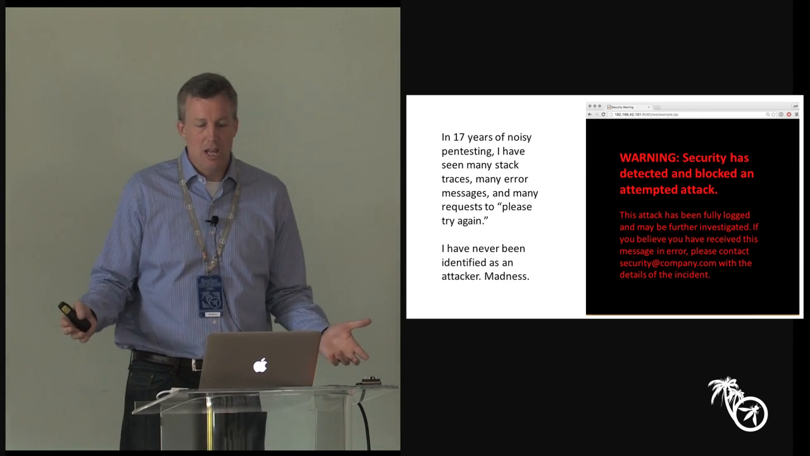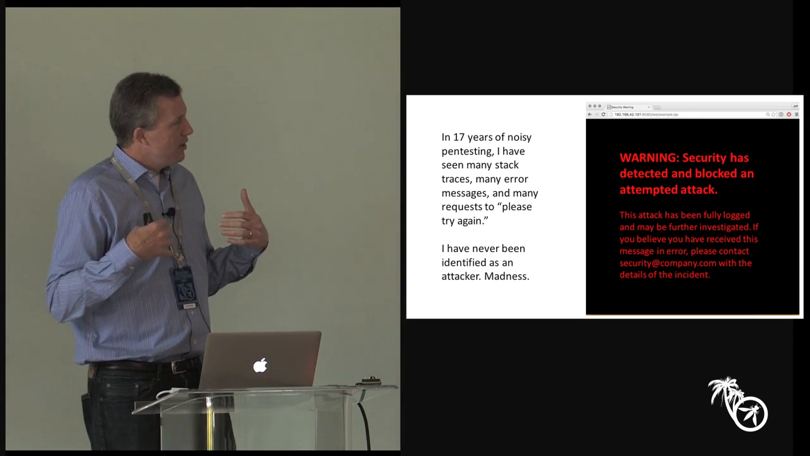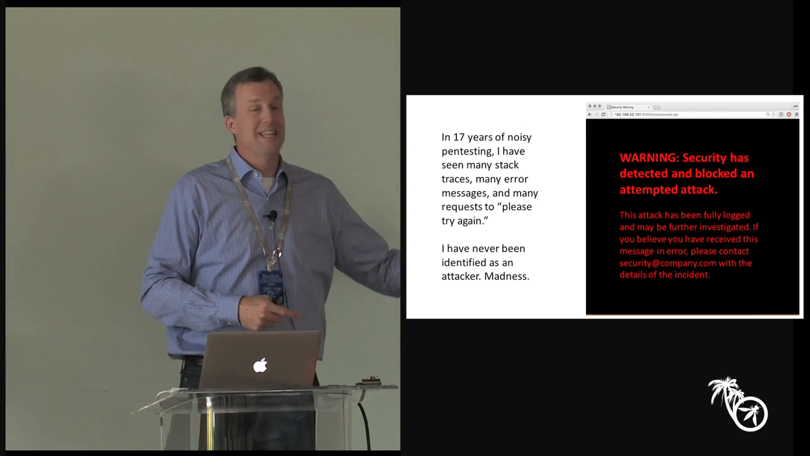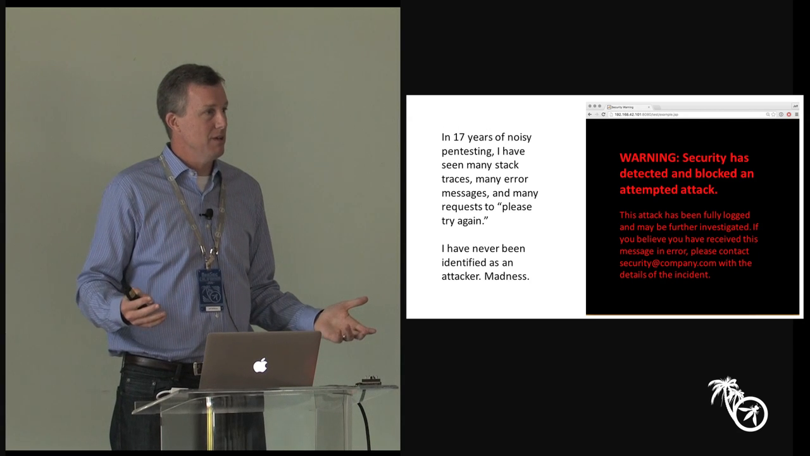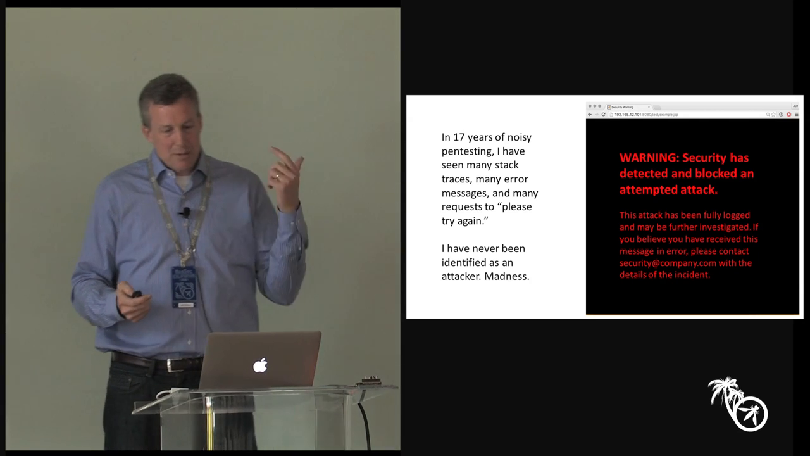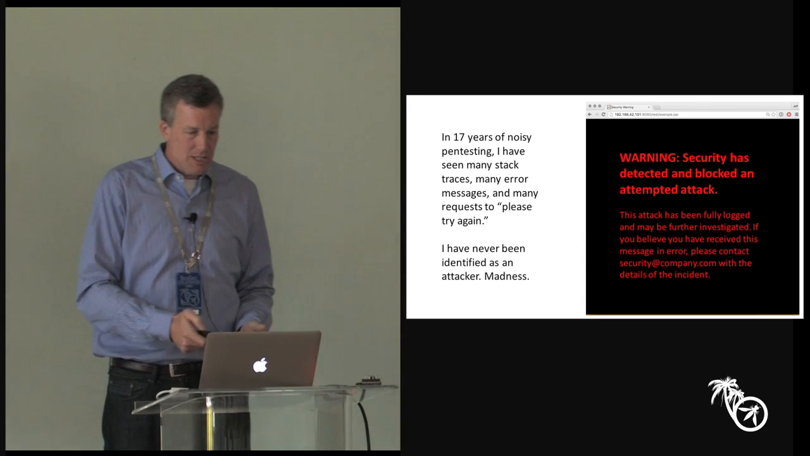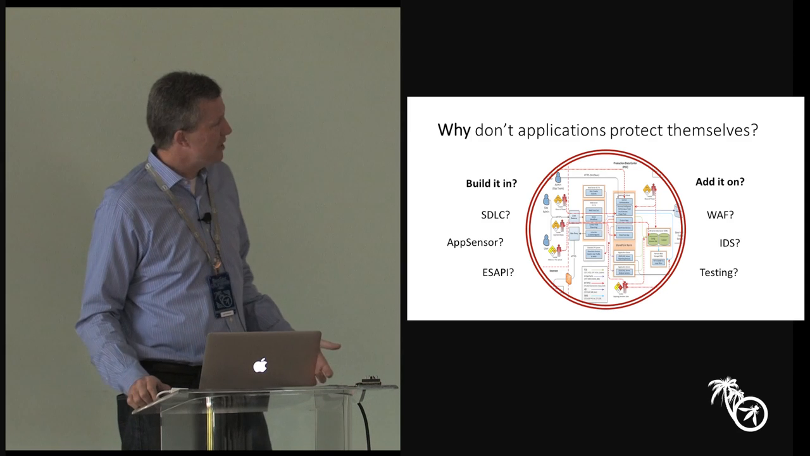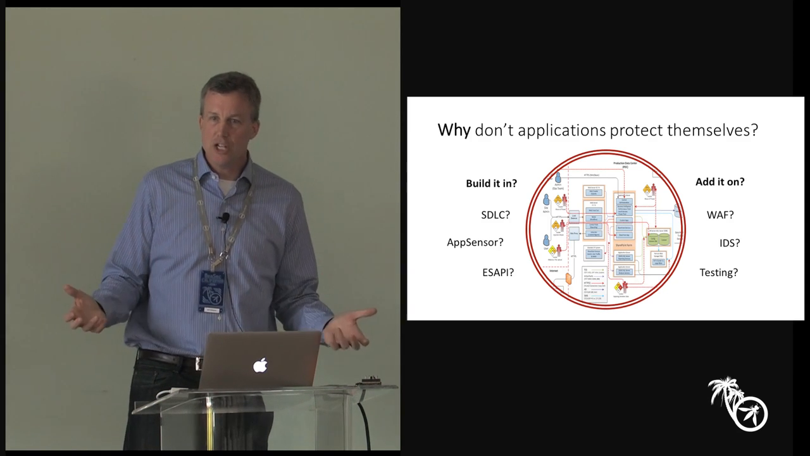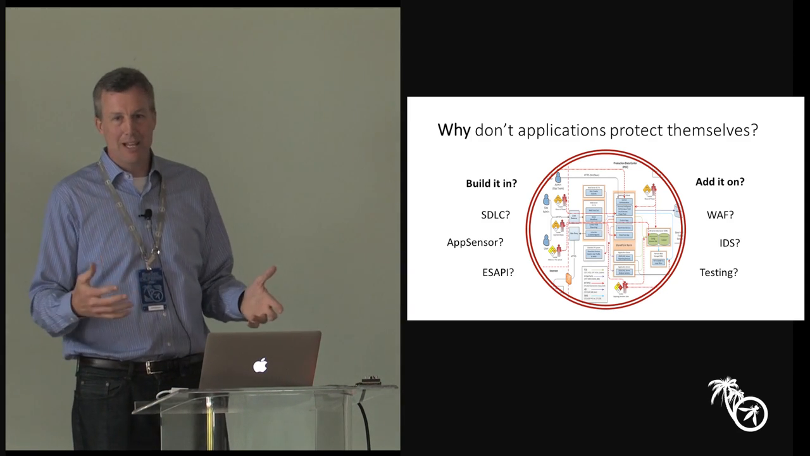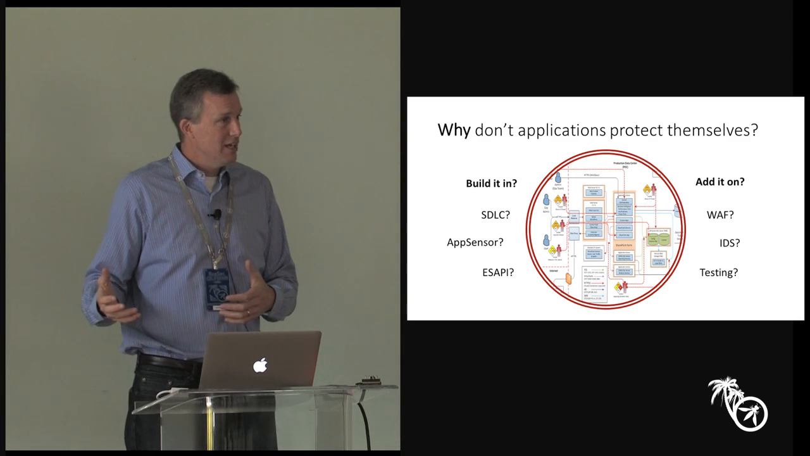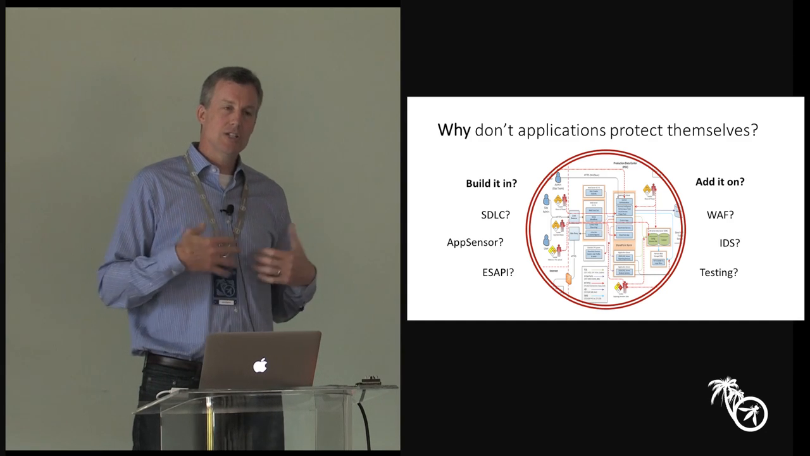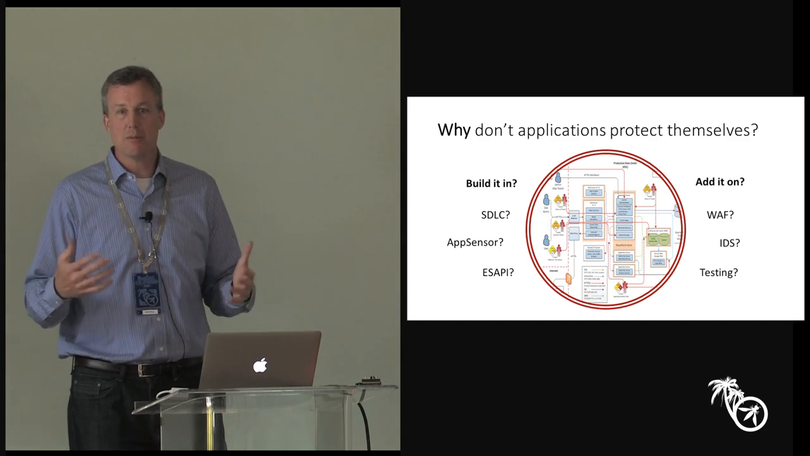That's really weird, right? To me, the simplest thing that you could do to improve application security is identify obvious attacks and block them, right? So why don't applications protect themselves? That's strange to me. RASP is runtime application self-protection. And self-protection is a really key concept here. So you want to ask yourself, why don't applications protect themselves?